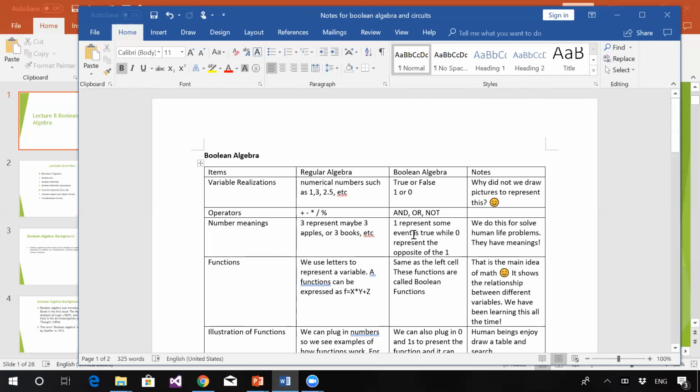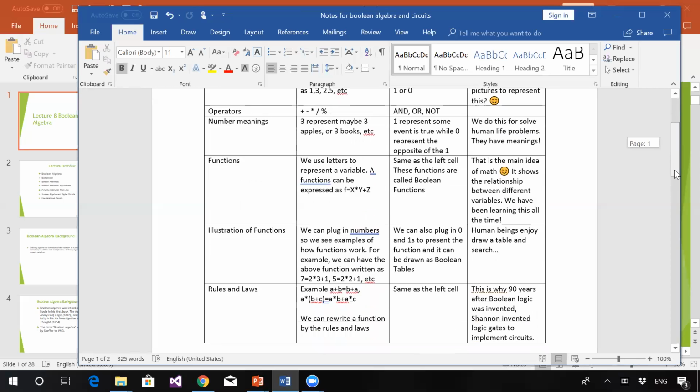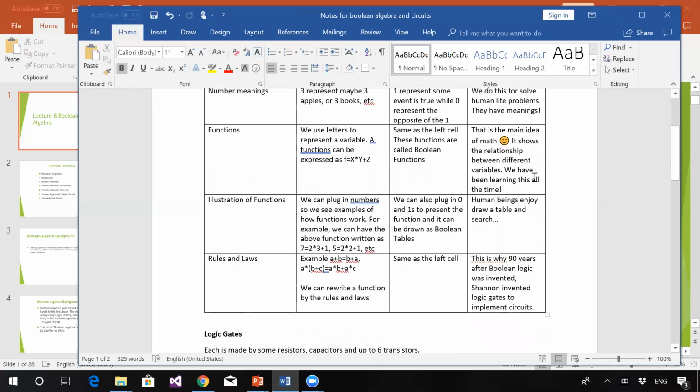What is the meaning of this 1 and 0? 1 means some event is true, and 0 means something is not true. We can also create functions on the Boolean algebra, and the method and the way to understand the function are exactly the same as in regular algebra.